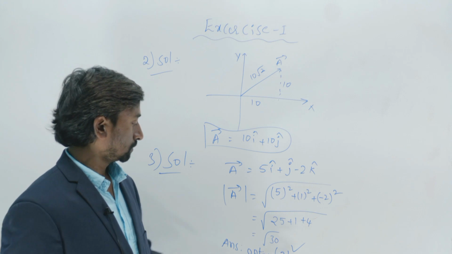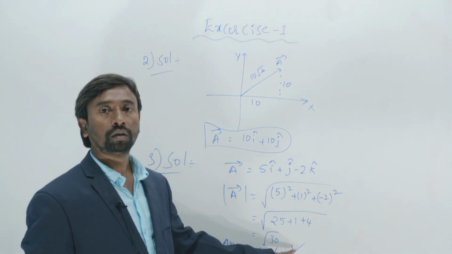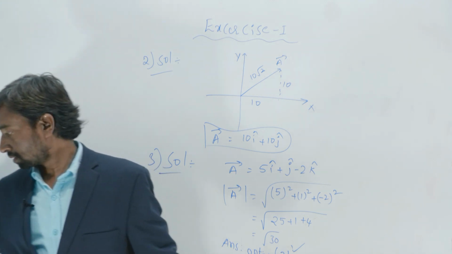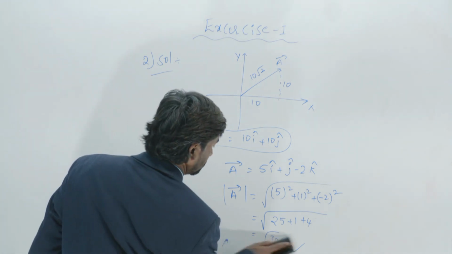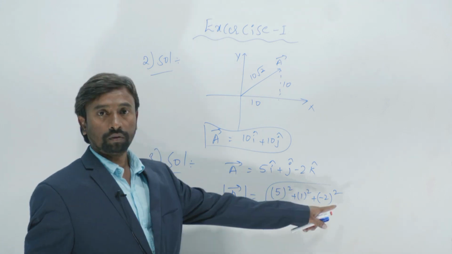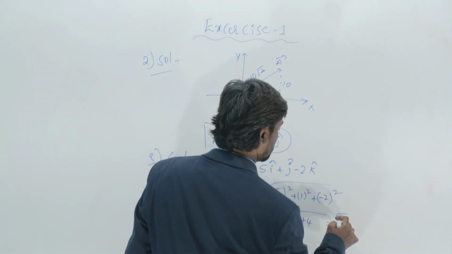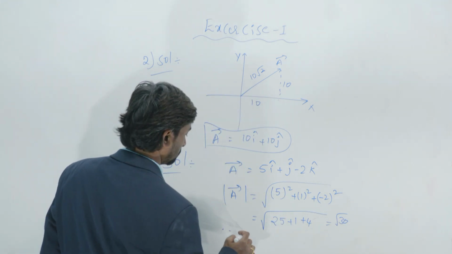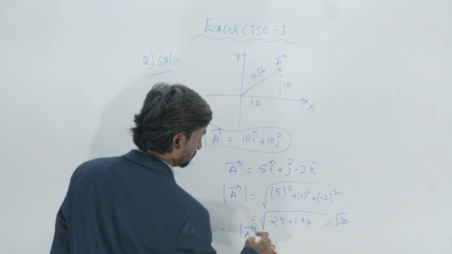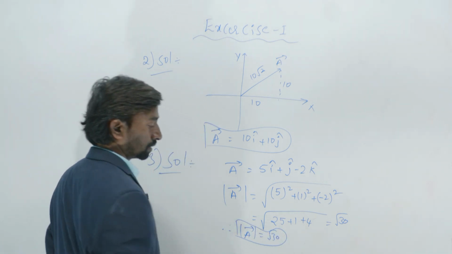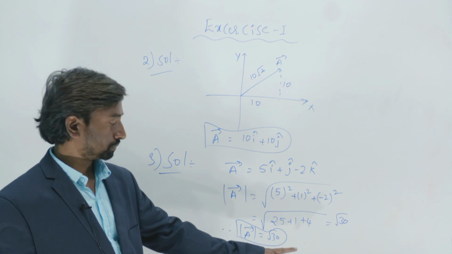So the modulus of A bar is equal to root 30. So this will be root 30.